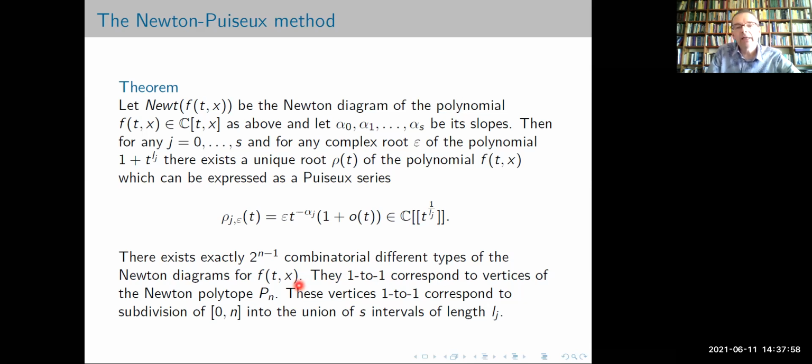And these diagrams, each diagram catches a special integral extremal vertex of the Newton polytope of the discriminant. Moreover, we can also say that these diagrams define a one-to-one correspondence to some subdivision of the interval zero to n into a union of s intervals of length li. This property has actually been discussed in the book of Gelfand, Kapranov and Zelevinsky in a much larger context, and I will say some words about it a little bit later.